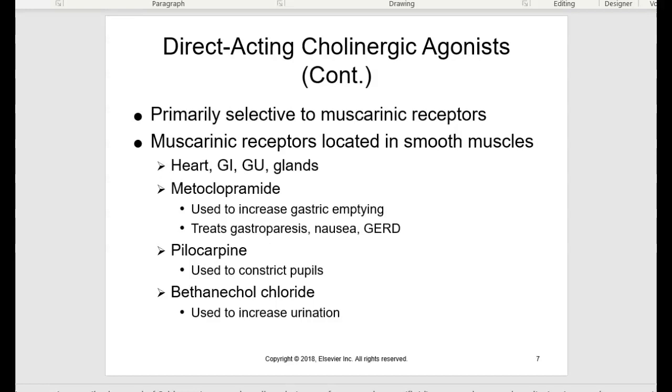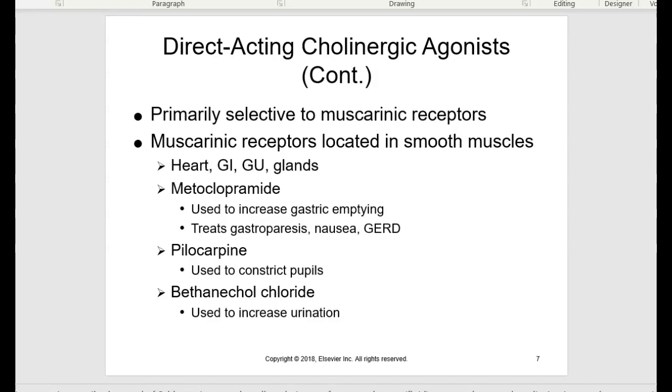Then finally, the final drug or medication listed there is pilocarpine, which is used to constrict pupils. So again, constricting pupils is miosis. Pilocarpine is a cholinergic agonist, so it's encouraging that parasympathetic nervous system, and specifically an ocular drug used to constrict pupils.